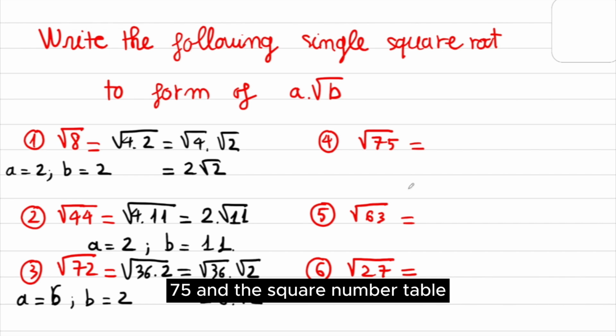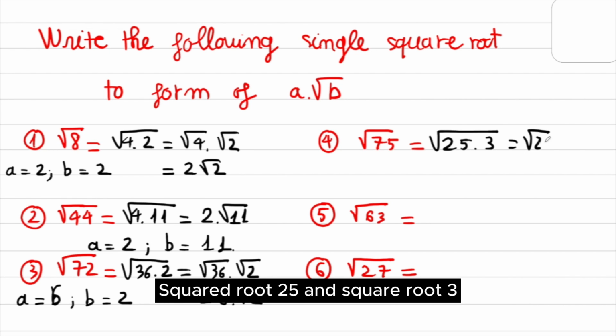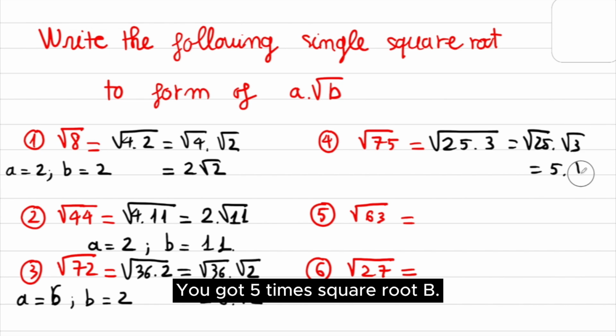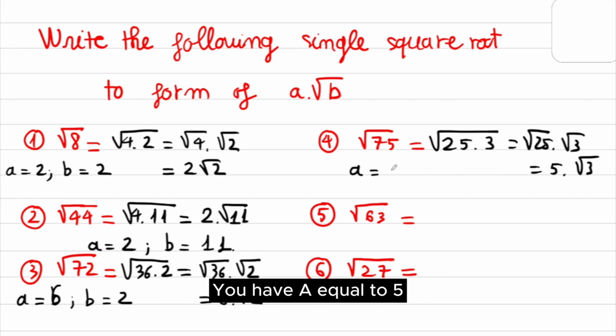75, using the square number table, will be factorized by 25 and 3. The square root of 25 and the square root of 3, you got 5 times the square root of 3. So A multiplied by the square root of B, you have A equal to 5 and B equal to 3.